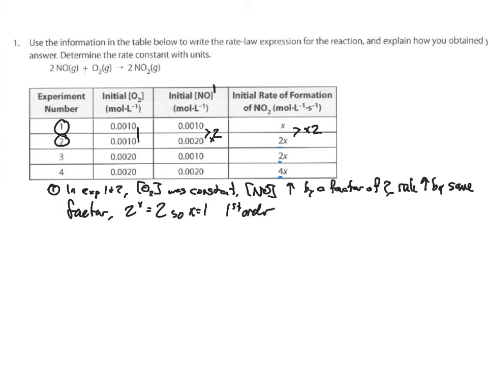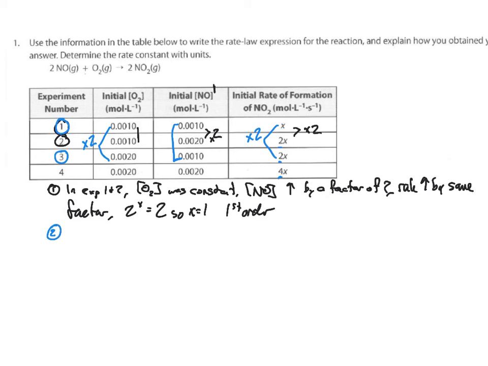Boom, there's a 1. Okay, so now I need to pick a set of experiments wherein NO is staying the same, but the O2 is changing. So I've got two different options here. They're not exactly right next to each other, but why don't we pick 1 and 3, because in 1 and 3 NO is constant. The O2 increases by a factor of 2, and the rate increases by a factor of 2.